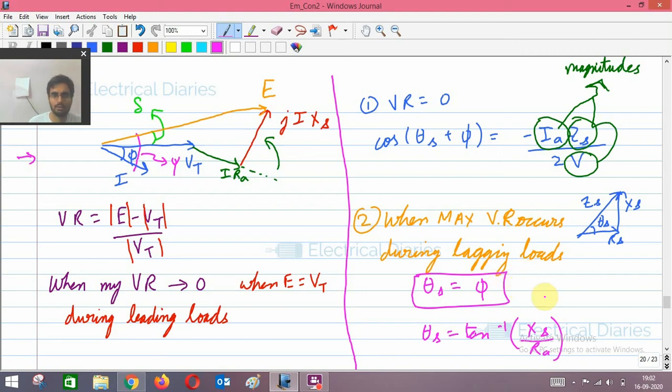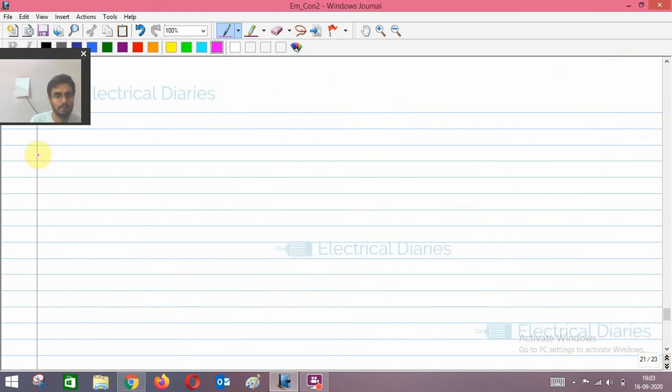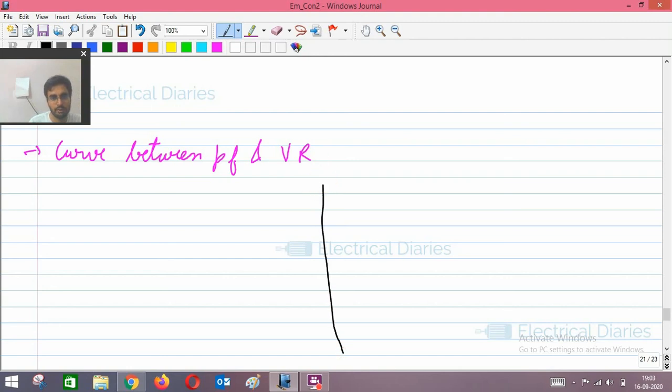Now from this discussion we can see that your voltage regulation varies with power factor. What does it mean? Lagging load means the lagging power factor. So we can draw a curve between power factor and voltage regulation. My whole purpose for this video was to come to this curve, and that is why I have told you all the beforehand story.